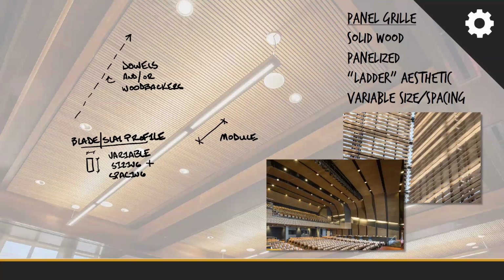With our panel grill system, you can customize or modify many of the components, and they still probably would fall under our standard systems because we have a very large offering. So from the thickness of the blade, the depth of the blade, the number of blades per foot. Sometimes we have dowels, sometimes we have wood backers, sometimes we use both. So all of those can be modified.